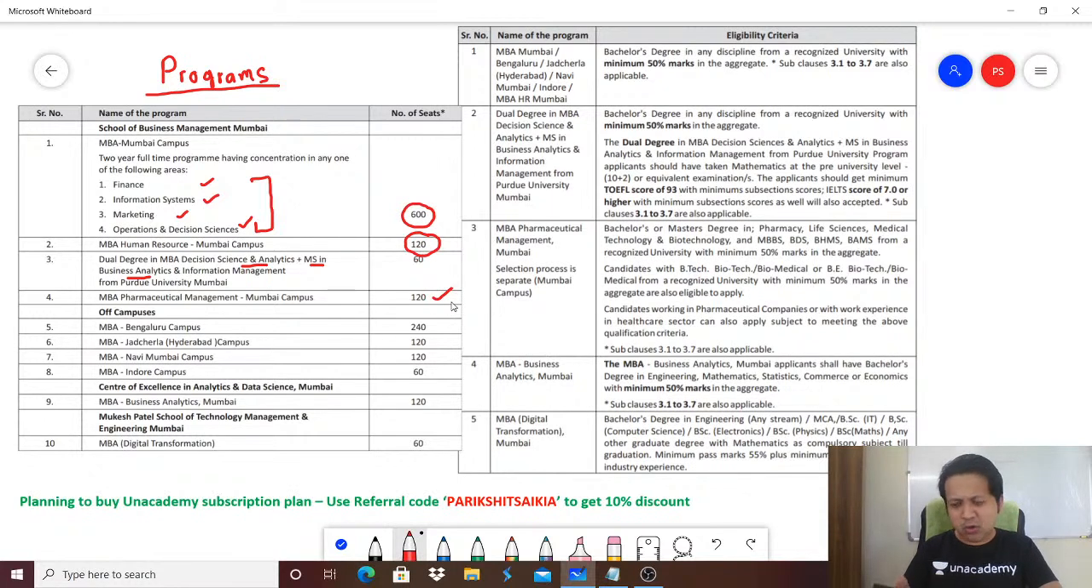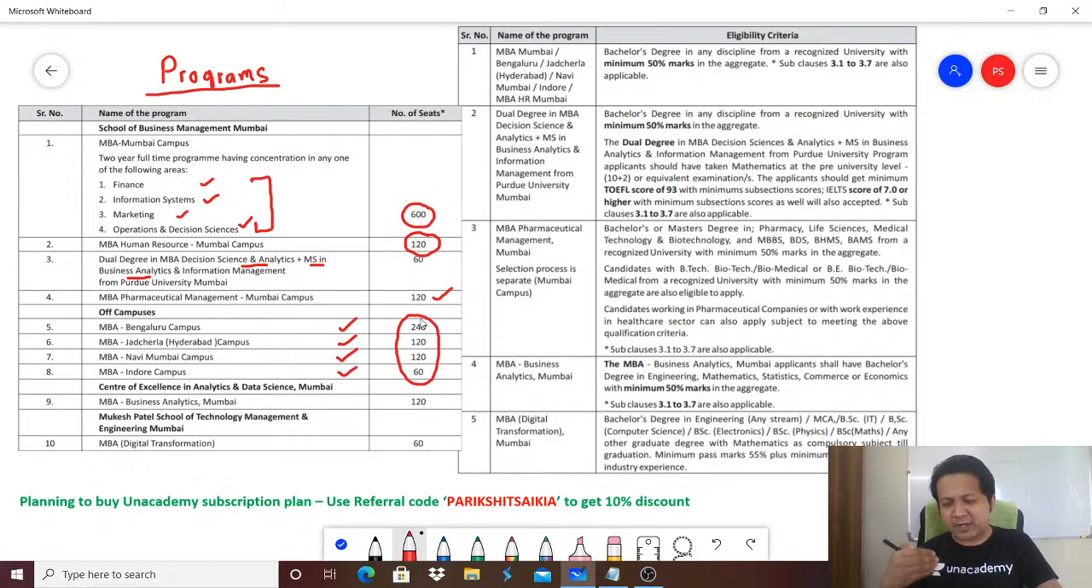Other than the Mumbai campus, someone might end up with a lower score in the NMAT. What would happen? If you still wish to pursue an MBA, you might want to do it from one of the other campuses. NMIMS has campuses in Bangalore, Hyderabad, a Navi Mumbai campus, as well as an Indore campus, and their respective batch strengths are provided here.